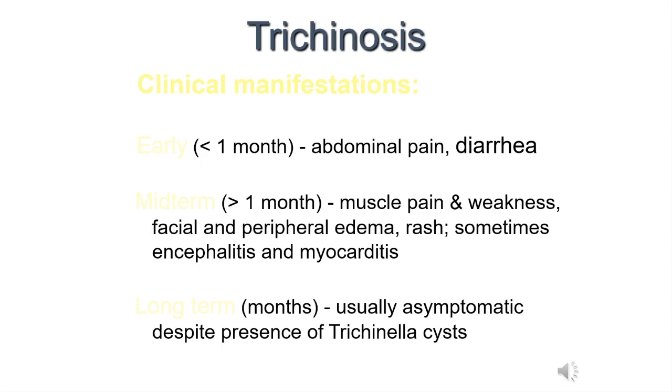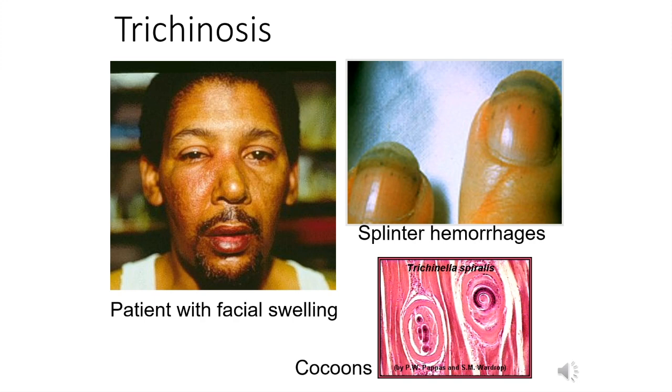So, midterm, after 1 month, the patient would have muscle pain and weakness, facial and peripheral edema, and swelling because of the inflammation in the muscles and the subcutaneous tissues, with a rash that may develop, sometimes encephalitis and myocarditis whenever they come to involve the brain or the heart. Long term, after months, the infection quiets down, it subsides. Usually it becomes asymptomatic despite the presence of the Trichinella larvae within cysts in the tissues and in the muscles. So this is for trichinosis.